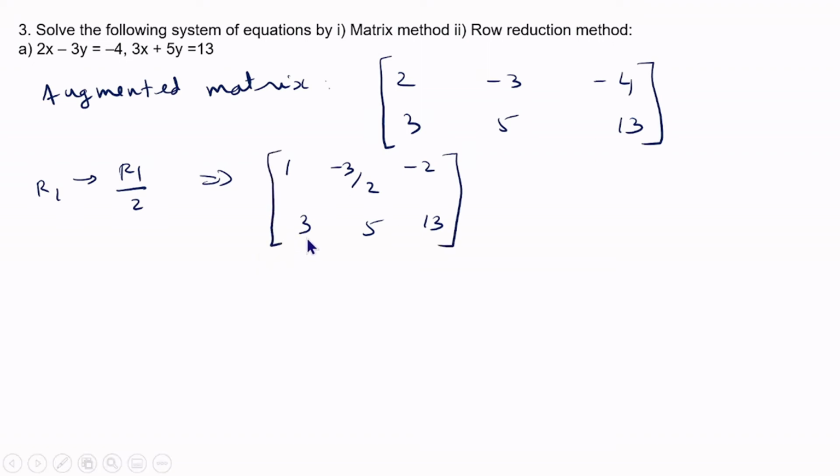Now we have to make this entry as 0. So R2 changing to R2 minus 3R1. So we get 1, minus 3 by 2, minus 2, and here 0, 19 by 2 and 19.